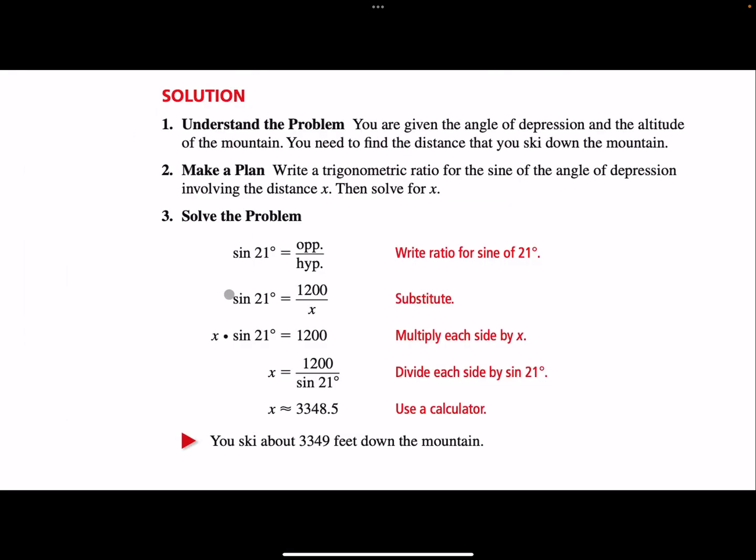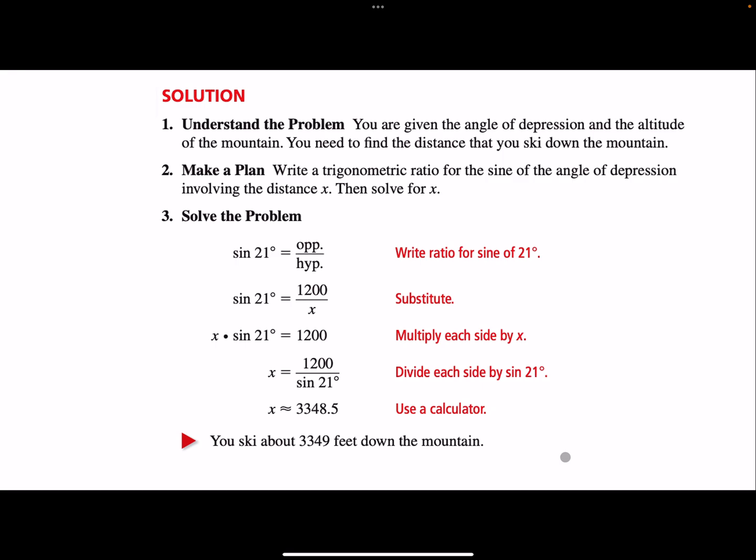The sine of 21 equals opposite over hypotenuse, or 1200 over x. Multiply both sides by x. Then divide both sides by sine of 21 to get x by itself. 1200 over sine of 21 gives you about 3,348.5, which is 3,349 feet.